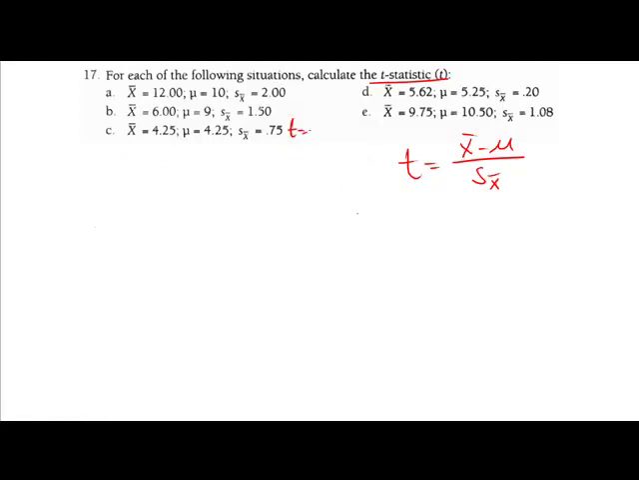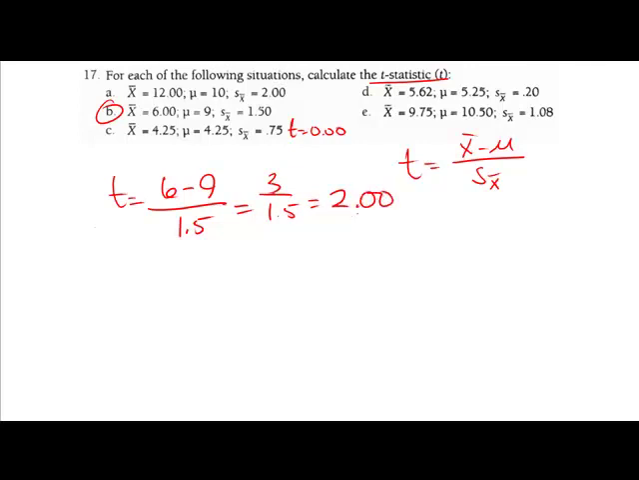So for here, t equals 0.00. Let's do b. T equals 6 minus 9 divided by 1.5. 3 divided by 1.5 is 2.00. There we go. Oops, I made a mistake. I was doing that too quickly. 6 minus 9 is negative 3, which makes it a negative 2.0. Negative 2.00.